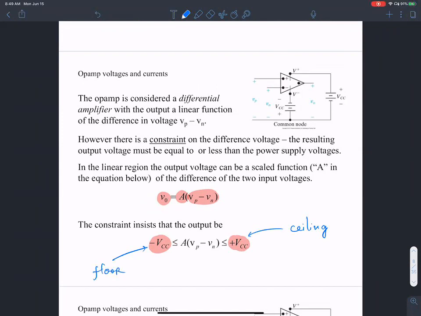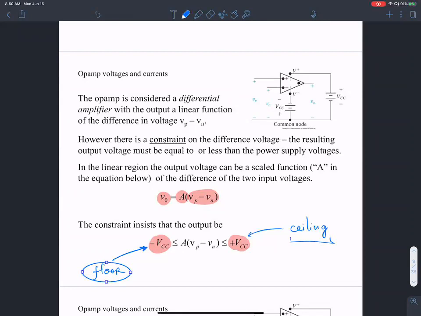Okay, if we were to make a high jump inside your house, you can only go as high as the ceiling. And if you were to go down, you can only go as low as the floor. So the ceiling and the floor are set by the power supplies.